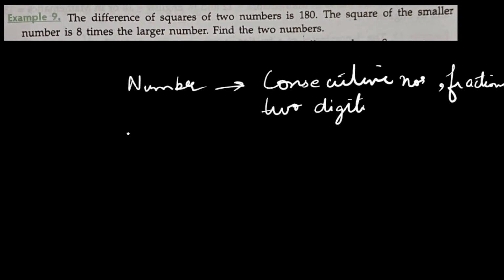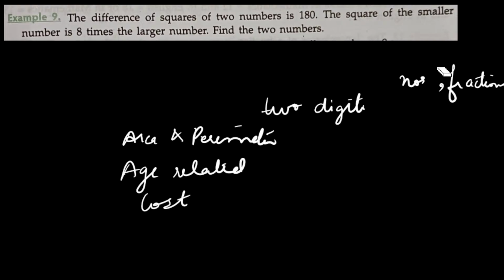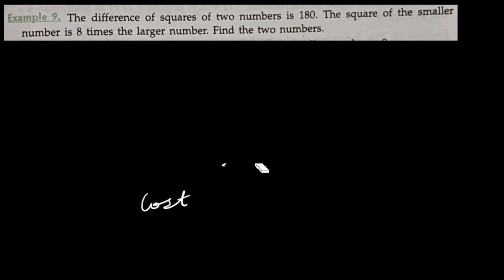Then we have area and perimeter related problems. After that, we will be doing some age related problems, and cost related problems. So these are the types of problems which we are going to cover. Number related, yesterday I covered eight of the problems. So the ninth one I am going to start today.